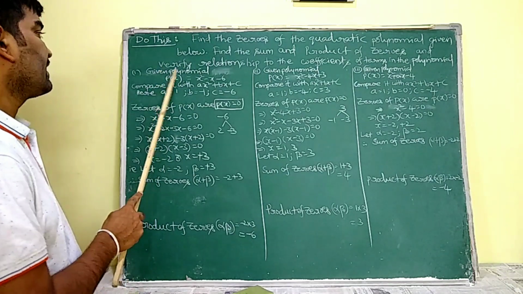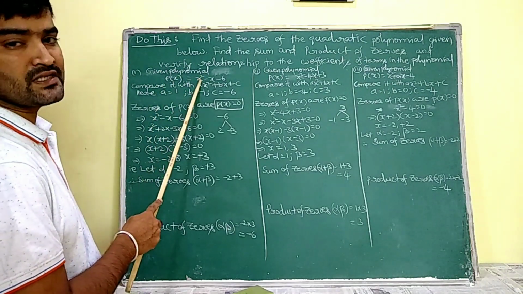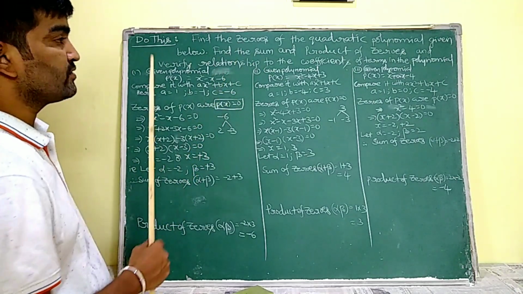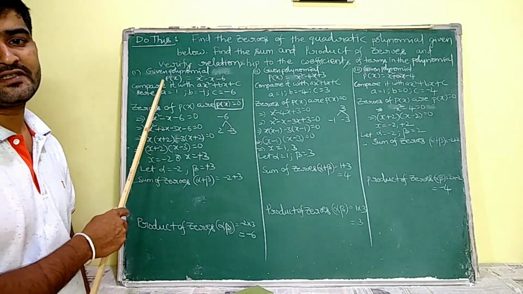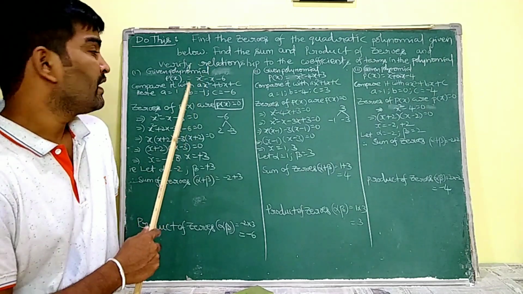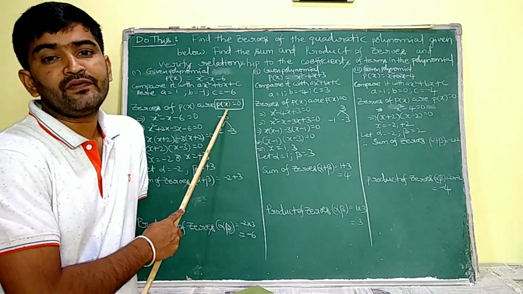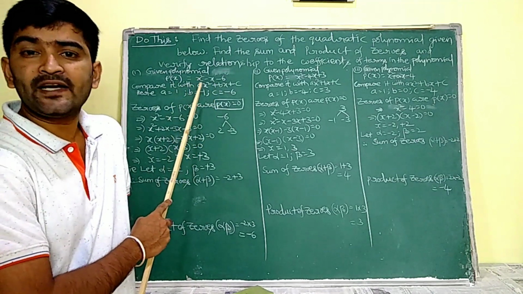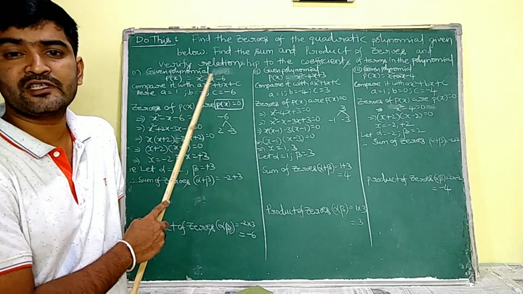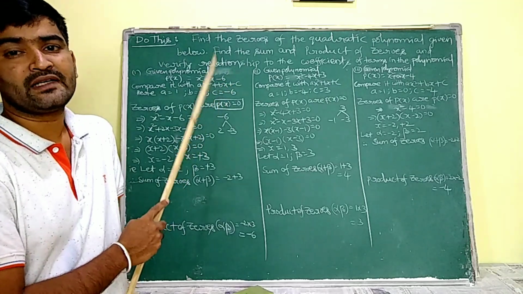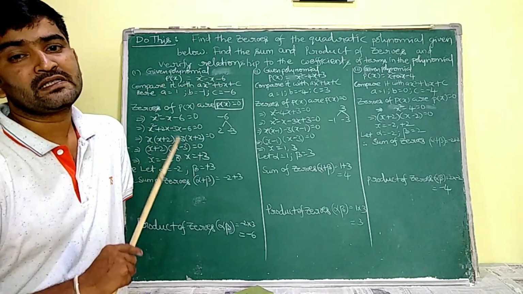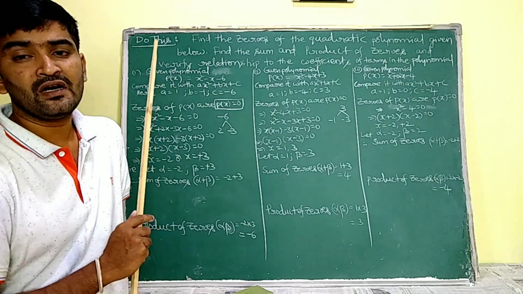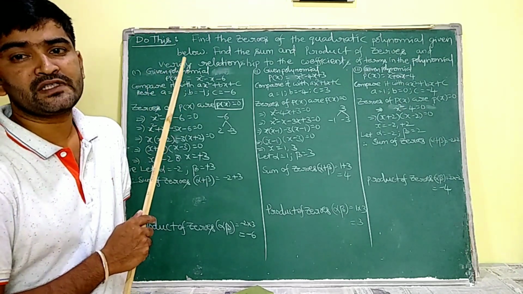First one: the given polynomial p of x is equal to x square minus x minus 6. Firstly we have to find its zeros. To calculate its zeros, we have to equate it to 0. Before doing this, we have to compare this quadratic polynomial with the standard form ax square plus bx plus c, because at the end we have to compare the sum of zeros with these coefficients.